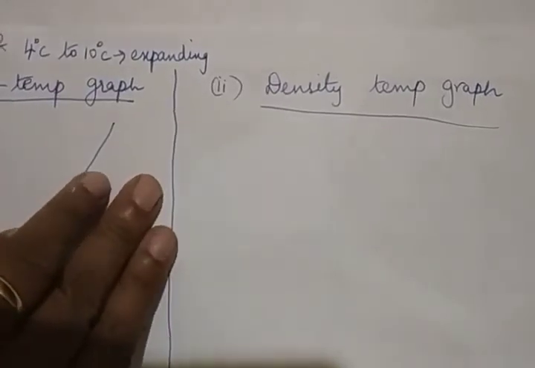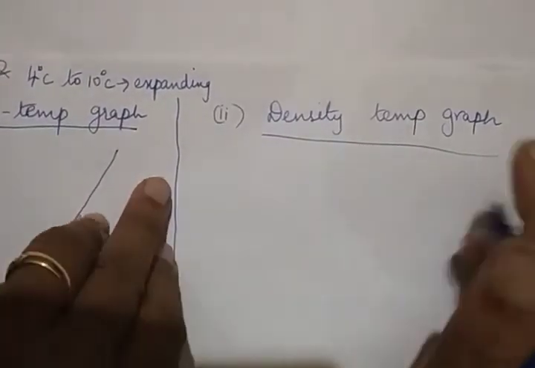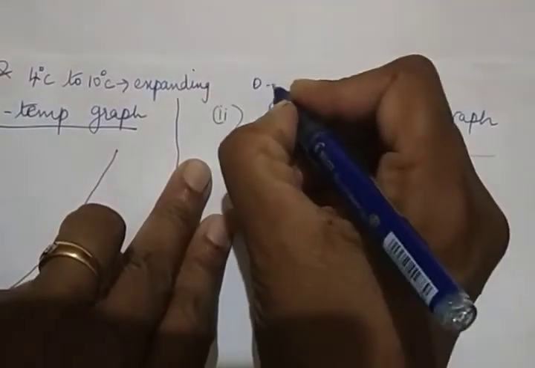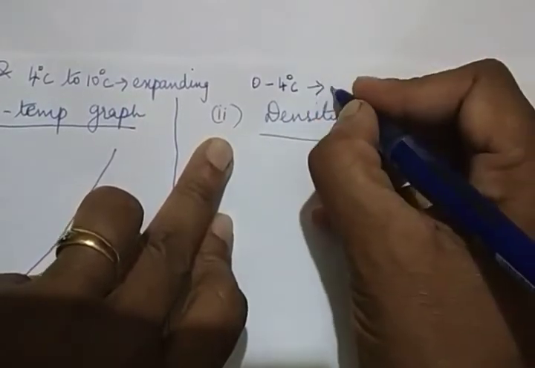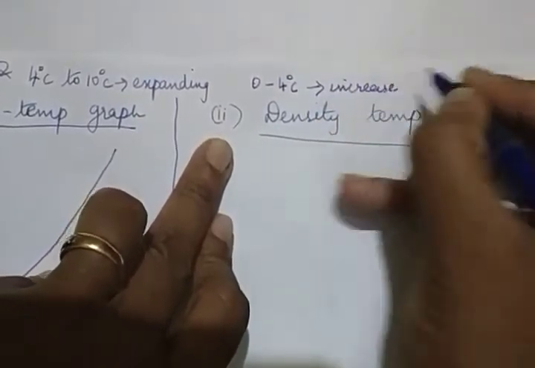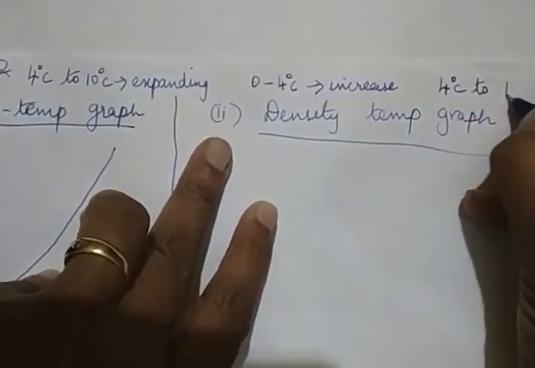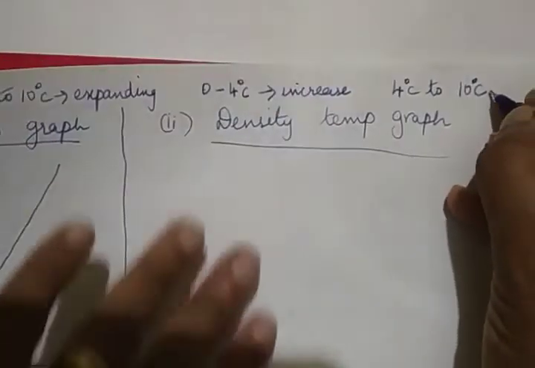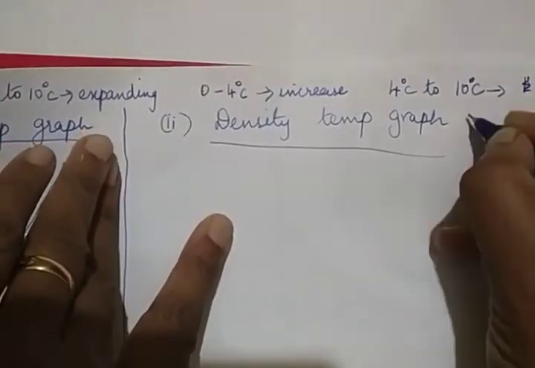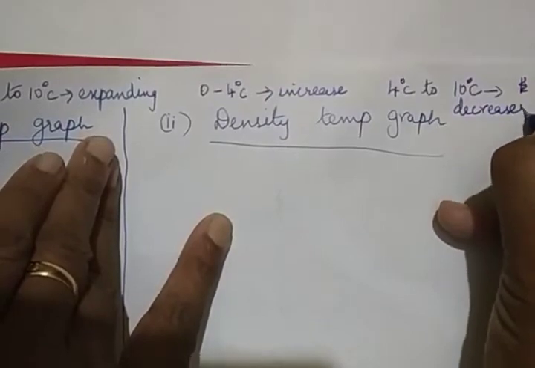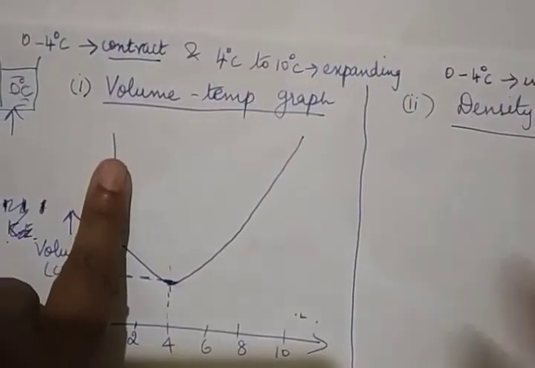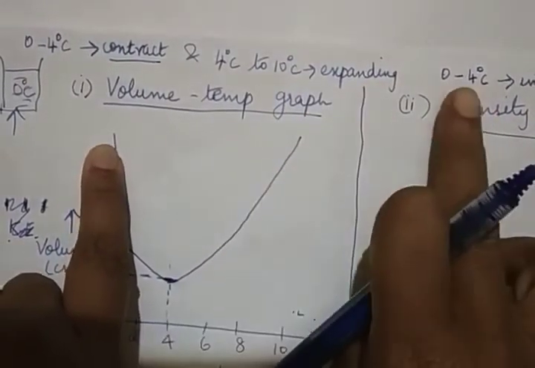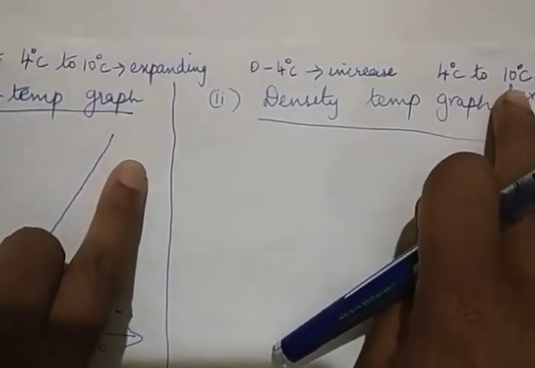So when I heat water from 0 to 10, same thing. When I talk about density, when I heat from 0 to 4 degrees Celsius, density will increase, and 4 to 10 degrees Celsius, density decreases. Is it clear? So here 0 to 4 it was contracting, 4 to 10 it was expanding. Here it is opposite. 0 to 4 density increases and 4 to 10 density decreases.